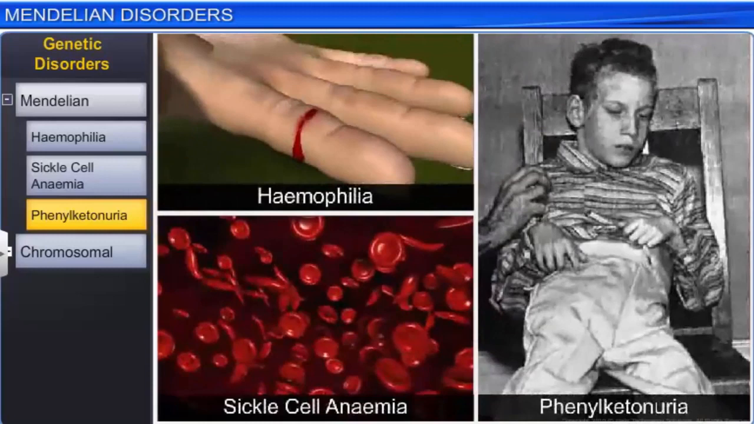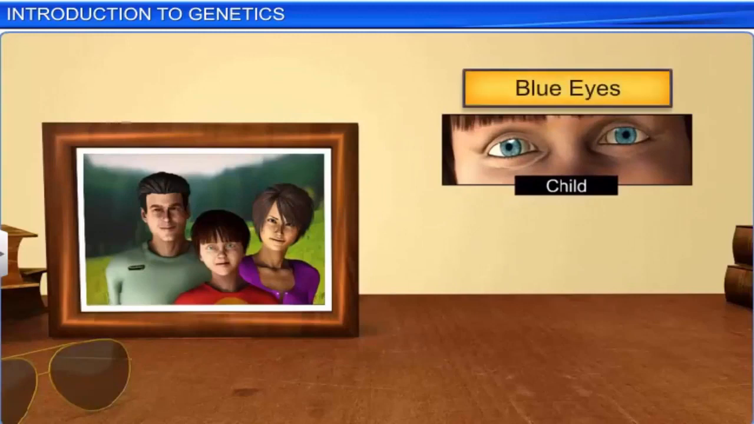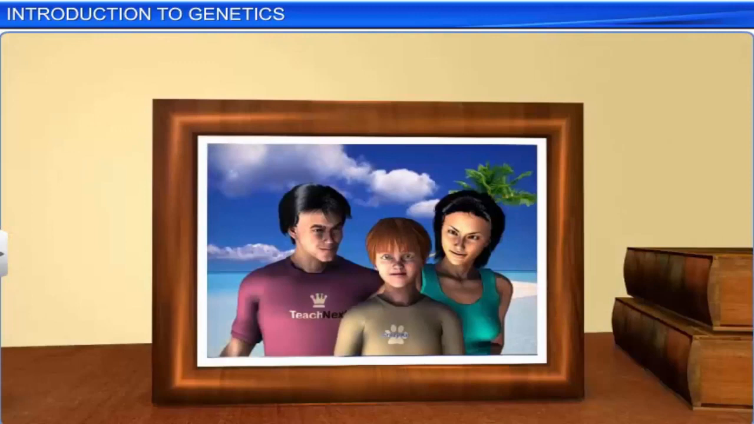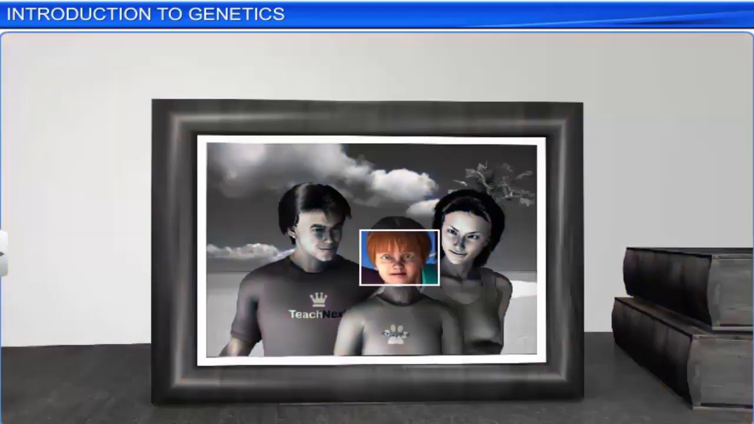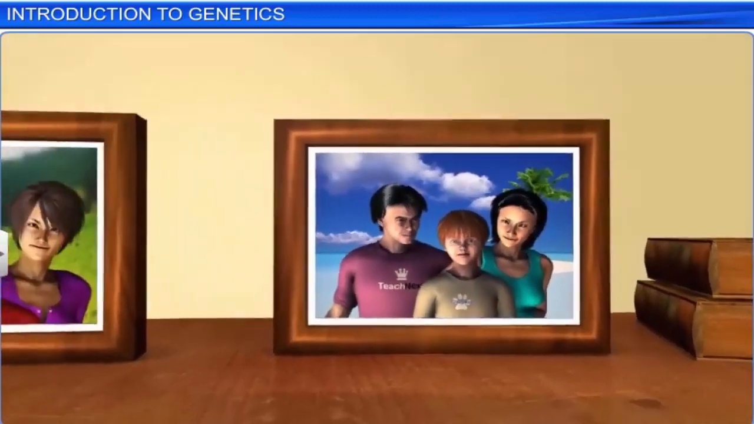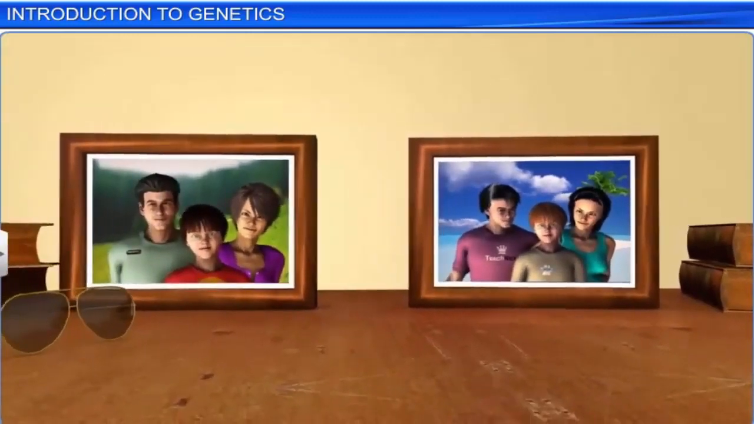Thus, Mendelian disorders occur due to a mutation in a single gene, and a pedigree analysis helps determine the trait in question. Take a look at this family photo. Can you see that the color of the child's eyes is blue, just like her parents? Now, take a look at this picture. Here, the child has light brown hair, while that of his parents is black. What accounts for such similarities and differences?